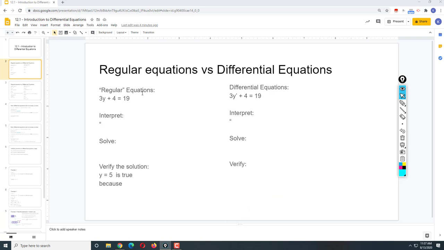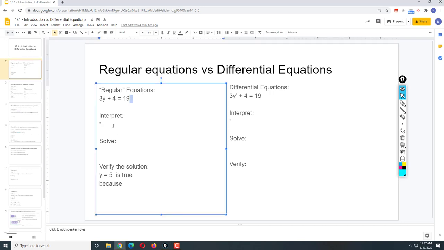So, differential equations. How are they different from regular equations? Here's a regular equation, 3y plus 4 equals 19. What does that mean? That means 3 times y, then plus 4 gives us 19, right? To solve this, well, subtract 4 from both sides, and then divide by 3 from both sides, get y equals 5.